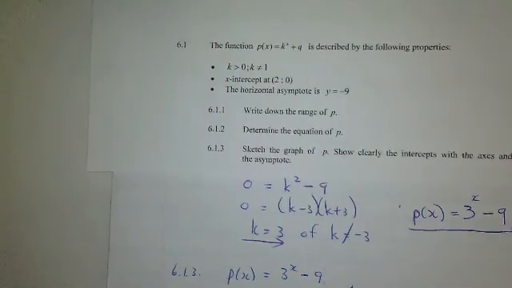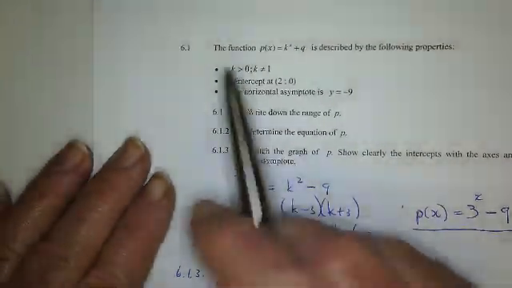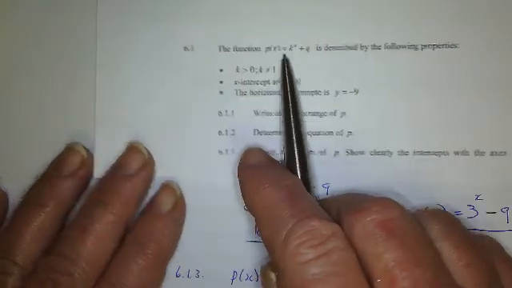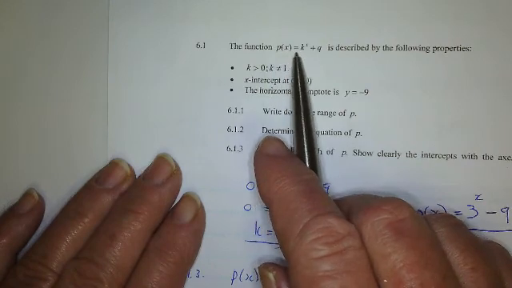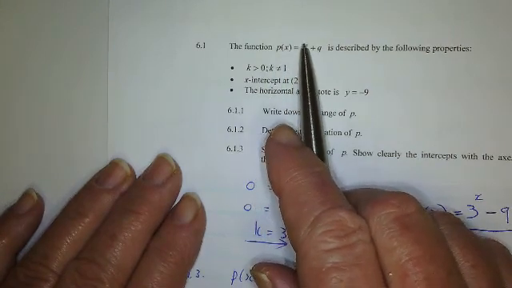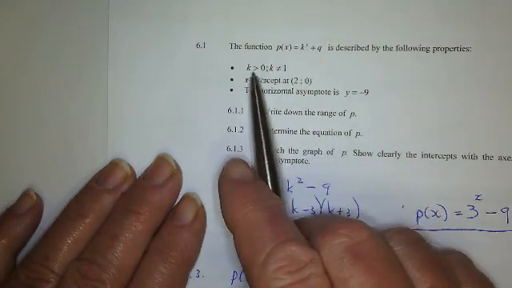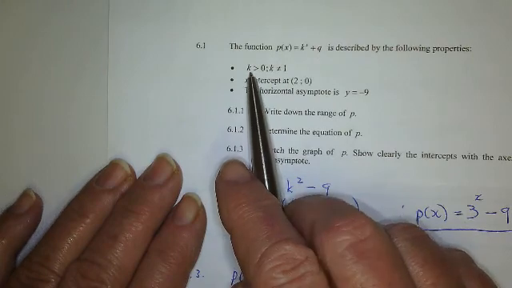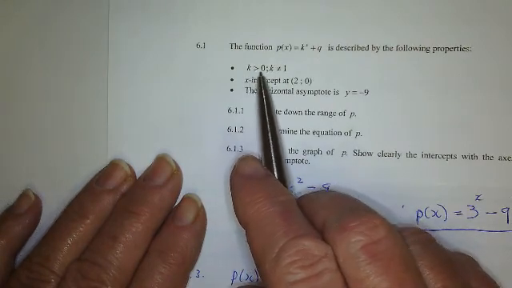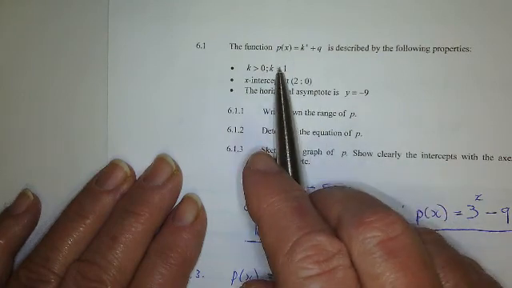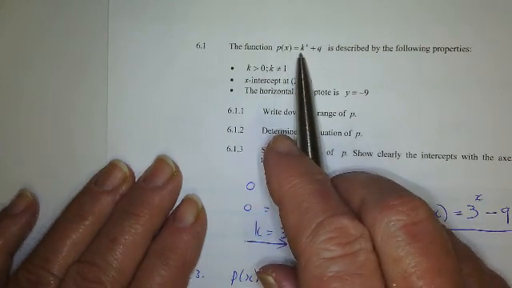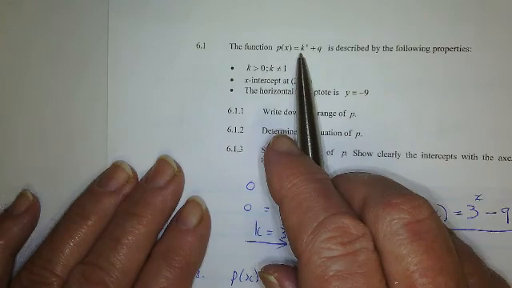Good morning, grade 10s. Let's discuss exam questions of the exponential function. In this question, it's given to you that p(x) equals k to the exponent of x plus q, and that's described by the following properties. K greater than 0, it means that the k, the base, must be positive, not 1, because if it's 1, it's not exponential anymore.